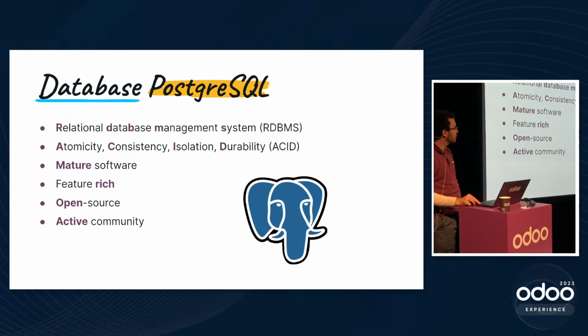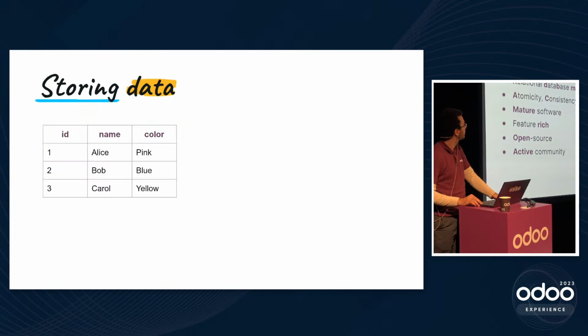PostgreSQL is also a mature software. It's been around since the 80s. It's feature rich, it has a lot of extensions, it's open source, just like Odoo, and there's an active community because it's actually used. It's not a dead software.